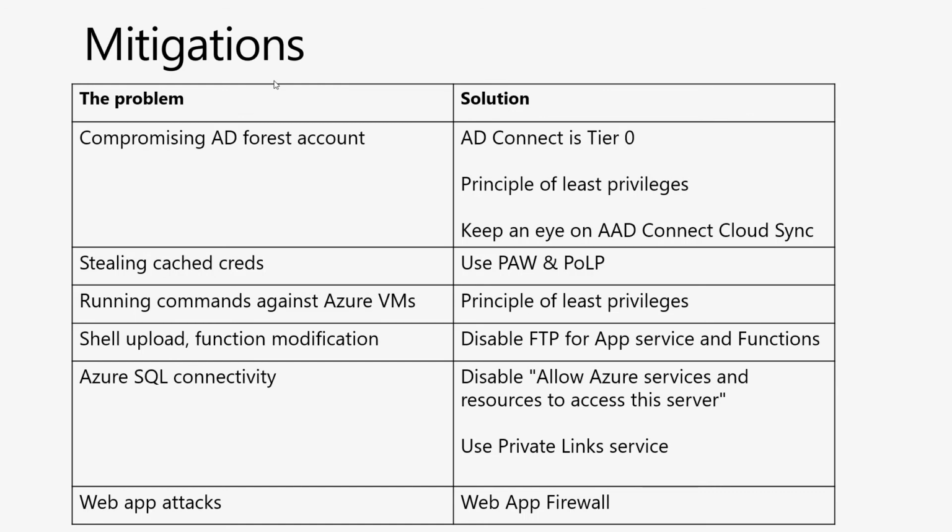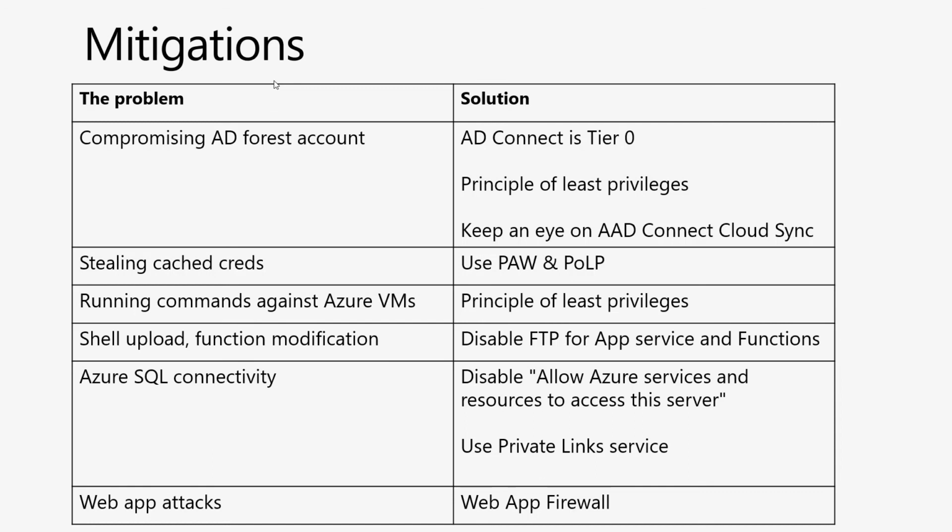Next one, when I ran commands against Azure VMs, keep in mind the principle of least privilege again. Don't allow even reader permissions if the users don't need them. And quite often those permissions are inherited from the subscription. Be careful, check permissions. Next one, when I uploaded the shell or modified the function, make sure that if you don't use FTP, FTP is disabled, because quite often companies don't use FTP, they use other ways to deploy their code, but FTP is enabled just because it's the default.